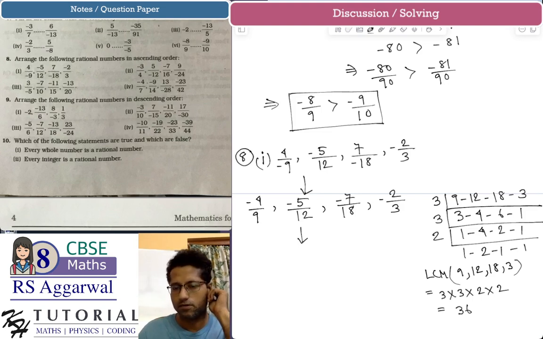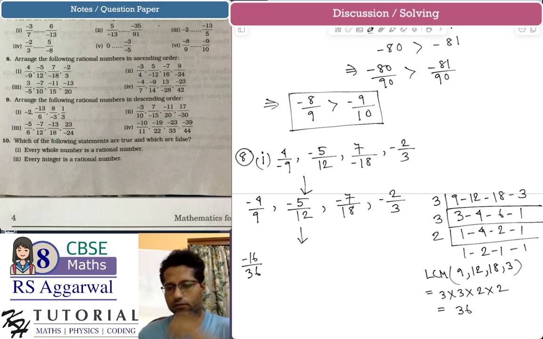So we have to convert all these 4 rational numbers to their equivalent form, so that all the equivalent rational numbers will have common denominator 36. So what will be minus 4 by 9 in its equivalent form, so that the denominator is 36? We will have to multiply both the numerator and the denominator by 4. So it becomes minus 16 by 36.